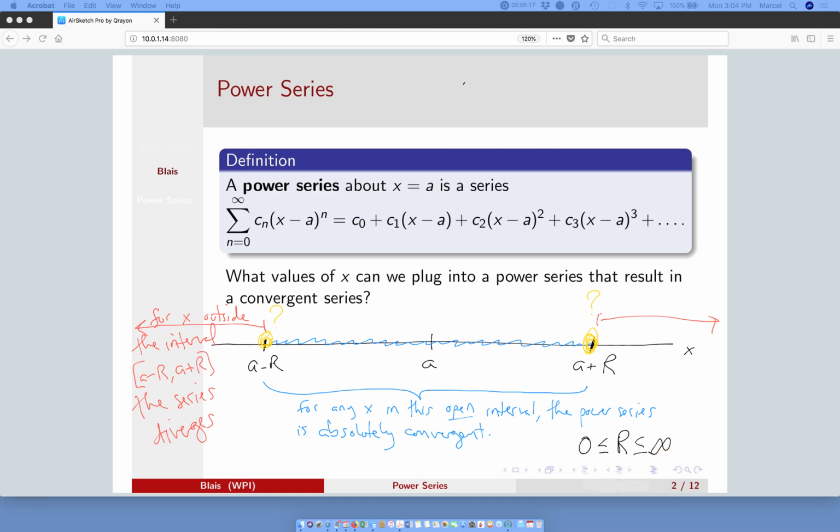And then there's the case in the middle, which is what's depicted above, where you have absolute convergence in the open interval A minus R to A plus R, divergence outside of that interval, and then at the endpoints, anything can happen.